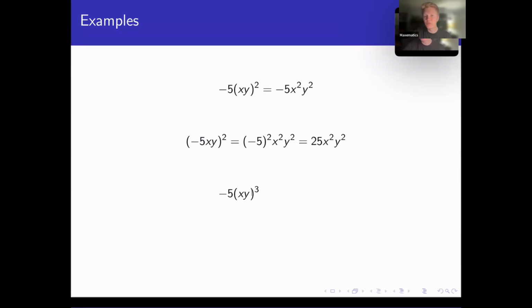Negative 5, xy cubed. All right, distribute that 3. Nothing else to do there. But the second that negative is on the inside, now we have negative 5 cubed. Negative 5 cubed is negative 125. Again, placements of negative numbers, very, very, very important.